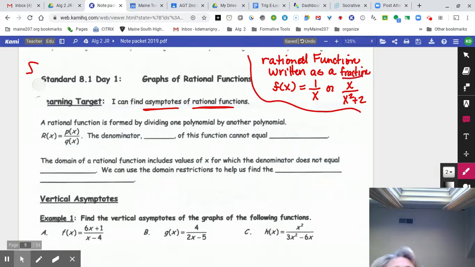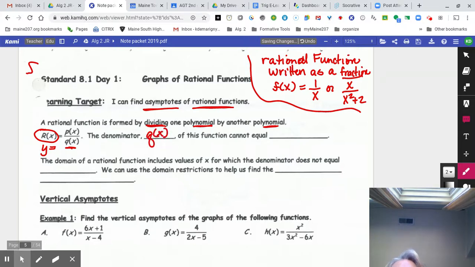That's our key. So the official definition: it's a function formed by dividing one polynomial by another polynomial. So we just call this r of x is equal to p of x over q of x. In other words, this r of x is going to be our y equals. When we get ready to graph, you can use your calculator in this, so go ahead and grab that if you need to. The denominator is the bottom, so that is your q of x.